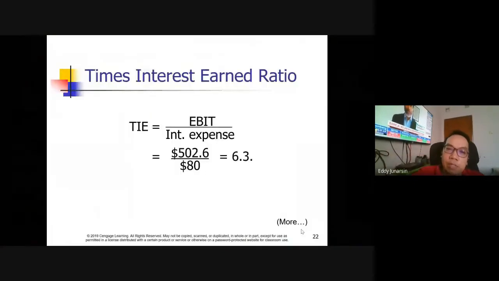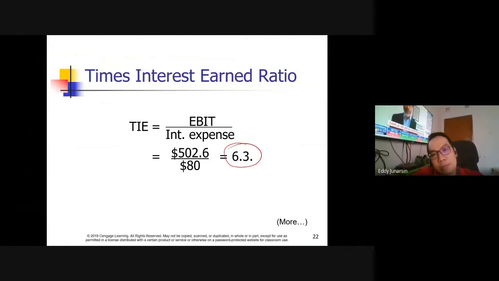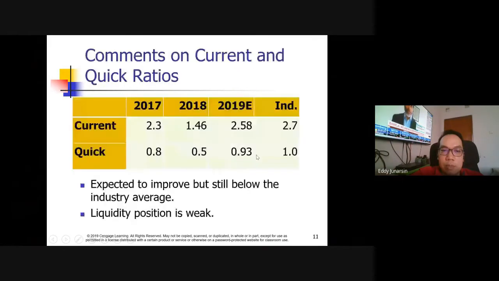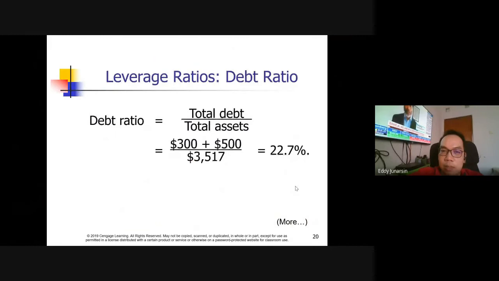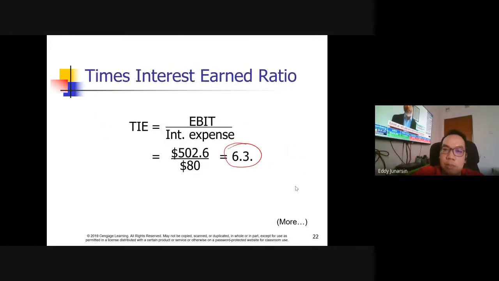And we find out here is 6.3 times. See here, check the number. EBIT is here, interest expense is here. So we get 6.3 times. So every $1 interest expense could be covered by $6.30 earnings before interest and taxes. So the higher the ratio, the more able your company is in covering the interest expense. So again, the higher the ratio, the more able the firm's EBIT to cover the interest expense.